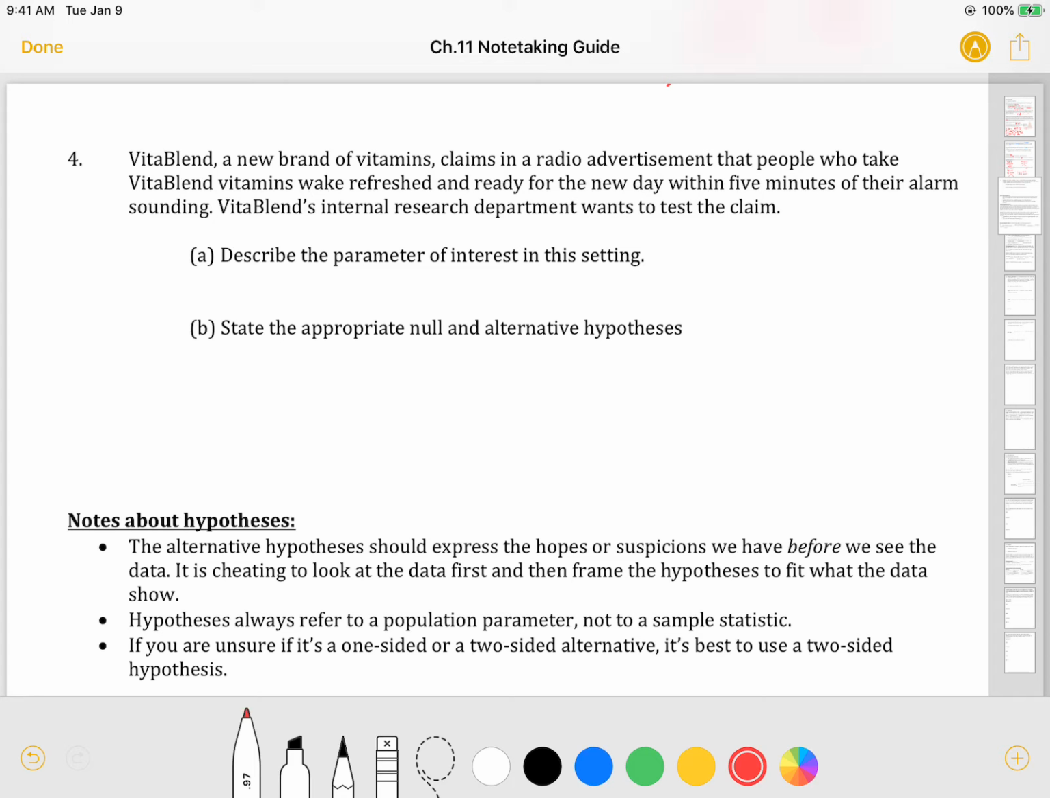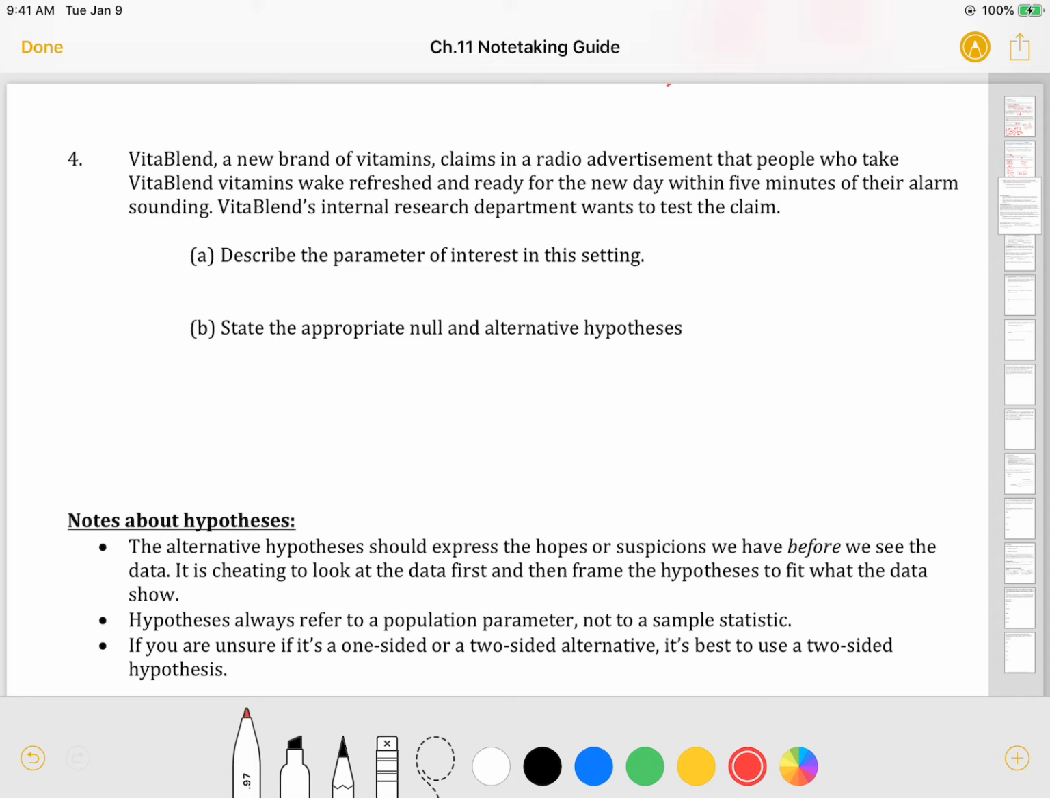It says, VitaBlend, a new brand of vitamins, claims in a radio advertisement that people who take VitaBlend vitamins wake refreshed and ready for the new day within 5 minutes of their alarm sounding. VitaBlend's internal research department wants to test this claim. Okay? How great would that be to be able to take a little vitamin and you wake refreshed and ready for your day within 5 minutes of your alarm sounding? Well, if you're anything like me, the worst part about my entire day is getting out of bed. So that would be like a magic pill in a sense.